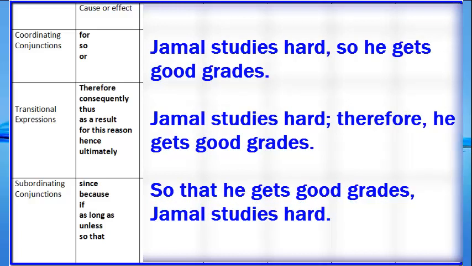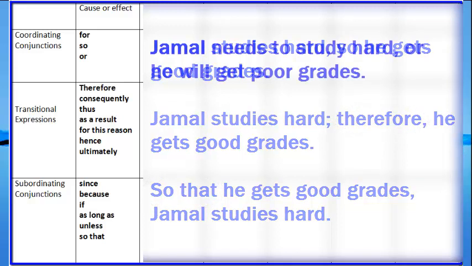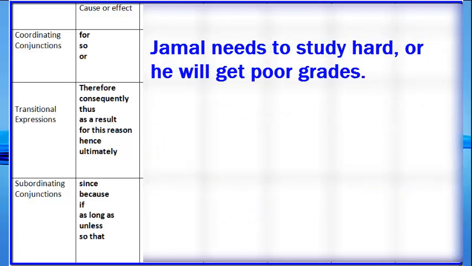Once again, you will see that the same ideas can be expressed in a variety of ways, with a coordinating conjunction, with a transitional expression, with a subordinating conjunction. A sentence with a slightly different meaning can be created with the coordinating conjunction or. Jamal needs to study hard or he will get poor grades.